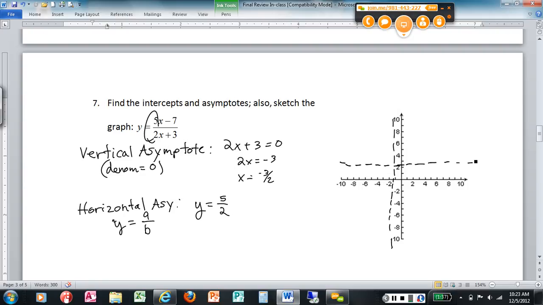Okay? All right, then for the intercepts, the y-intercept, well, that's same old, same old. For the y-intercept, you set x to be 0. So you get 5 times 0 is 0, minus 7, over 2 times 0 is 0, plus 3. That's negative 7 over 3. So it's going to cross the y-axis at negative 2 1/3.